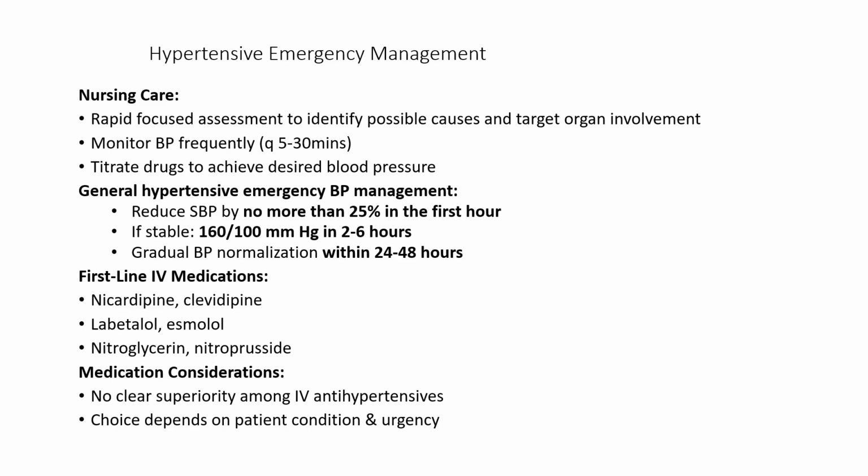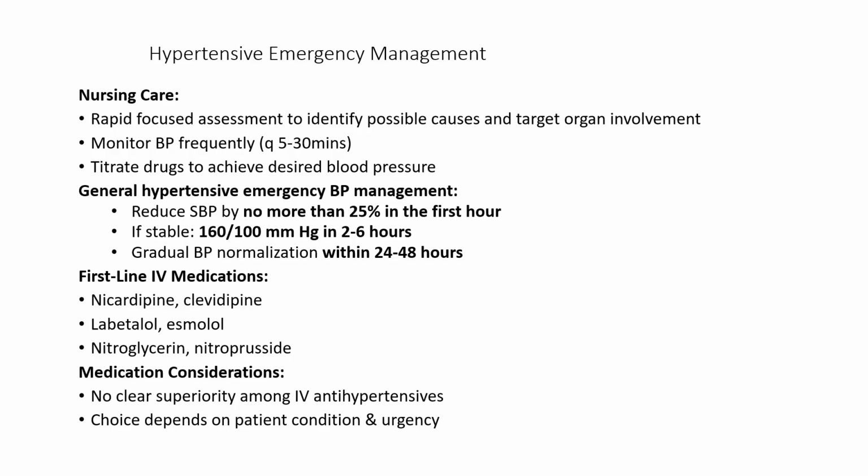And with these patients, there is a set amount of time that you want to lower the blood pressure. So with general hypertensive emergency, you want to reduce the systolic blood pressure by no more than 25% in the first hour. If stable, 160 over 100 millimeters of mercury in 2 to 6 hours. And then gradual blood pressure normalization within 24 to 48 hours.